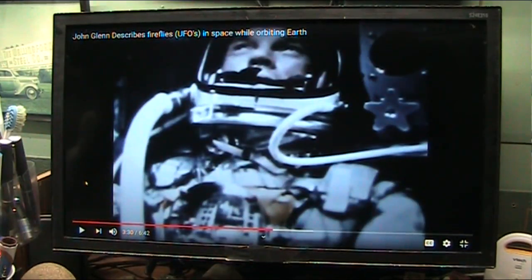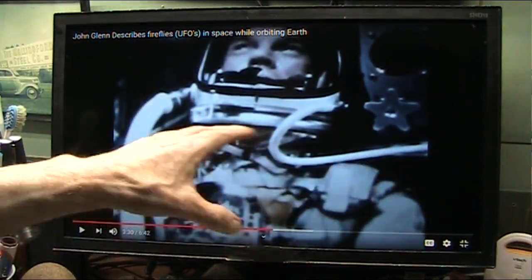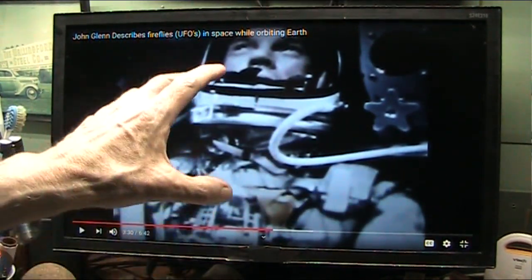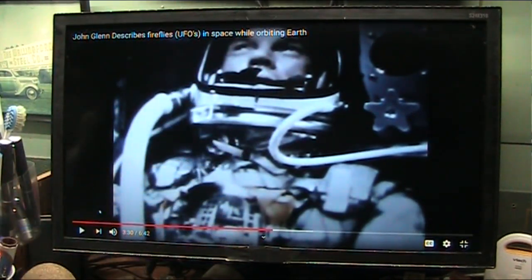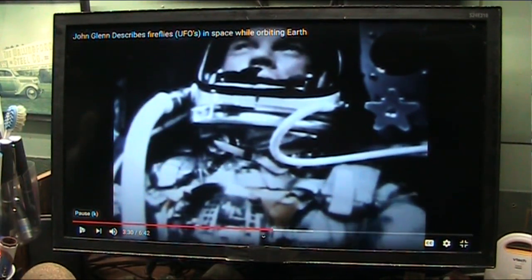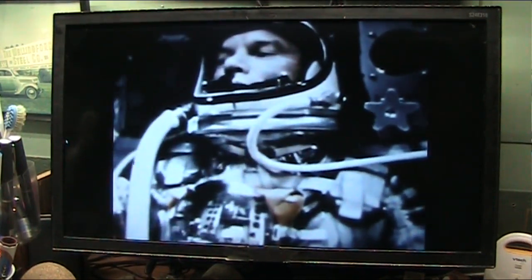All right, so here's John Glenn as he is coming through the ionosphere. Now, the ionosphere is a layer of dense electrons and photons. And he is seeing exactly what Rod shows.